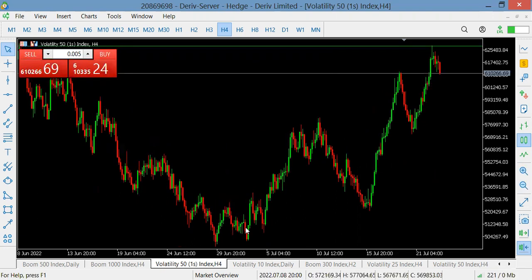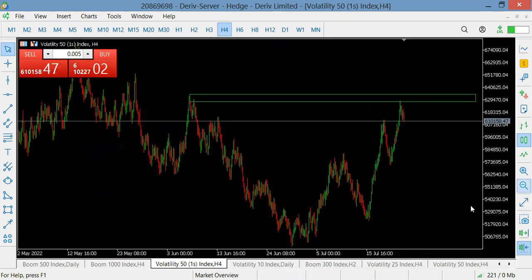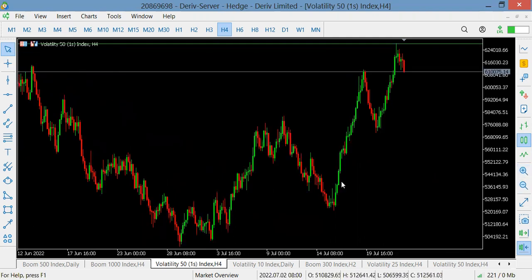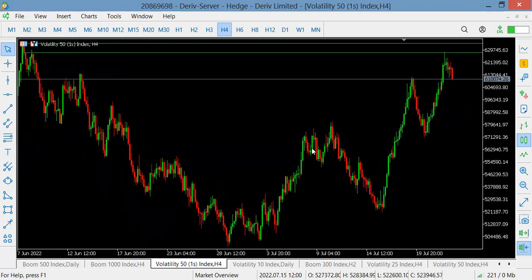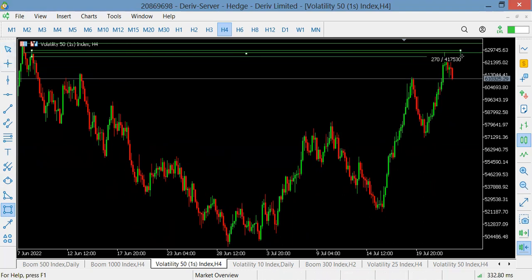So let's start with VIX 51S, volatility 51S. As you can see, there's a markup on the screen already. This is actually my bias based on what the market is doing right now, and it is that VIX 51S will be dumping to the downside.